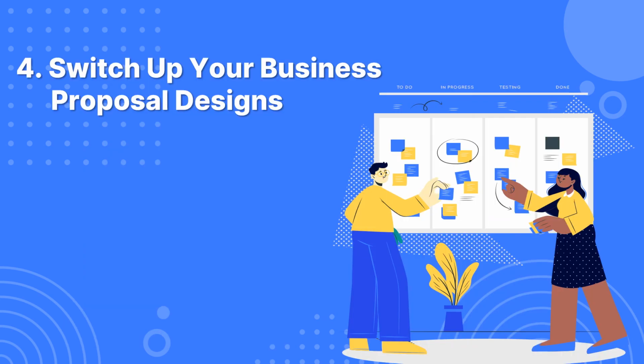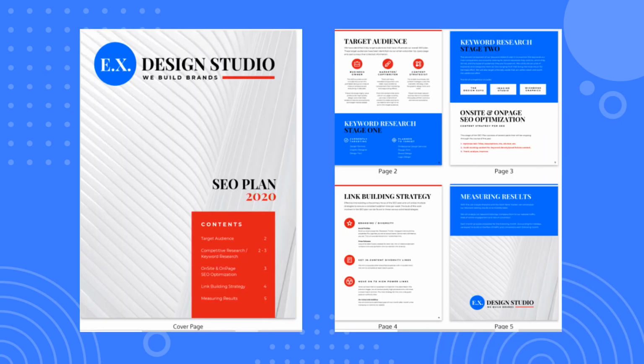Tip number 4 is to switch up your business proposal designs. Go above and beyond once in a while and decorate your business proposal with some extra colors. This helps make your business proposal more engaging and help your buyers retain information faster. This business proposal example proves that it's possible to switch up the colors every page while still maintaining the same color scheme across the entire proposal.